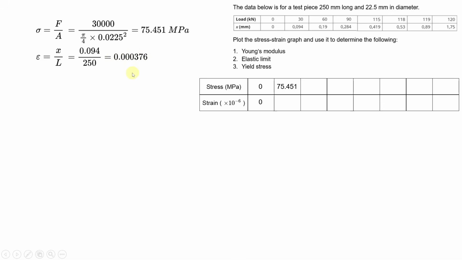And the strain is equal to 0.000376. As you can see, that is a very small number. If you want to plot that, it can be a bit complicated.